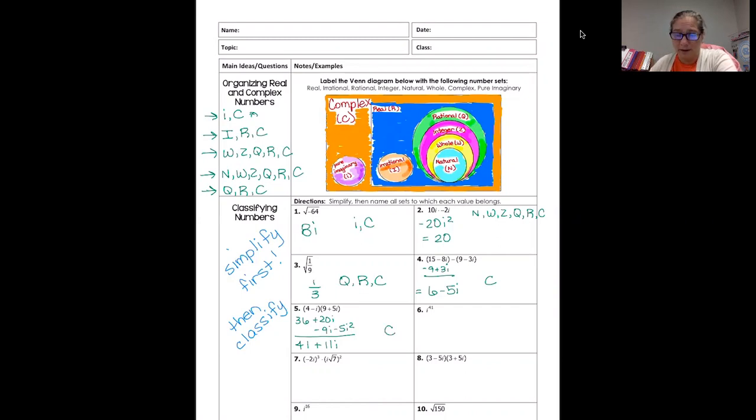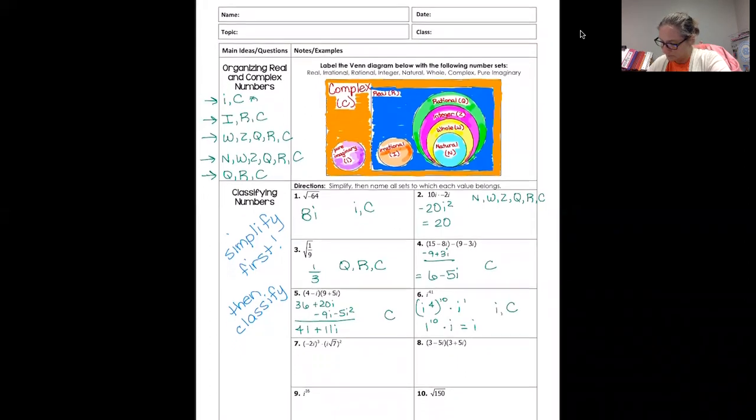i to the 41st power. Remember, that is going to use that chart. So i equals i, i squared is negative 1, i cubed is negative i, and i to the 4th is 1. So what we're going to do is rewrite that as i to the 4th to the 10th power. 4 times 10 is 40, and then times i to the 1st power. 4 times 10 is 40, plus 1 is 41 to accommodate the problem. i to the 4th is 1, 1 to the 10th power is 1, and 1 times i is i, and i is a pure imaginary and complex number.